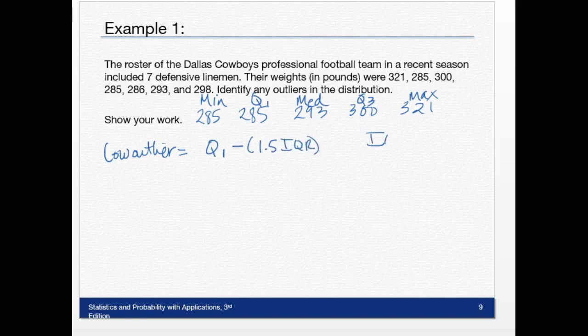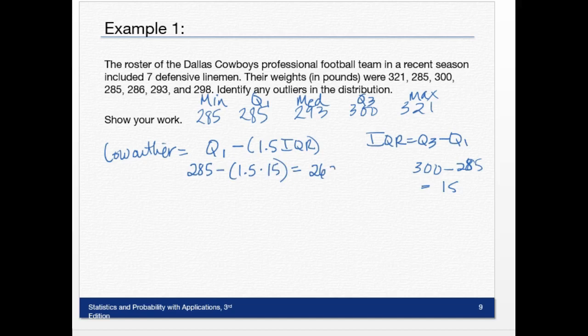Now, we need to do a little side thing. What's my IQR? It's always Q3 minus Q1. So what is it? 300 minus 285, which is 15. So Q1 was 285 minus 1.5 times 15. When I put that in my calculator, I got 262.5. That's my lower fence. Now look at my minimum value. There's nothing lower than 262.5, so I do not have any low outliers.